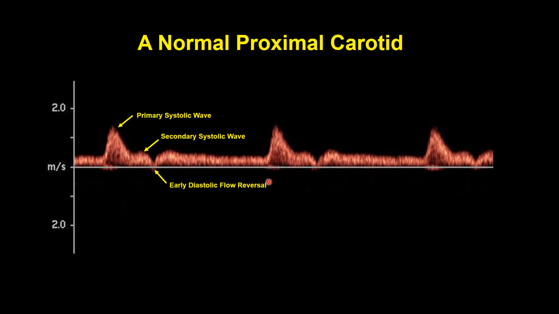We're coming to the most important part of our talk. We're going to see how velocity changes a normal proximal carotid Doppler. Normally you have a primary systolic wave and a secondary systolic wave and early diastolic flow reversal. Notice how there's no fluctuation, there's no beat-to-beat variation. We're going to see how the primary wave becomes suppressed while the secondary wave becomes augmented.